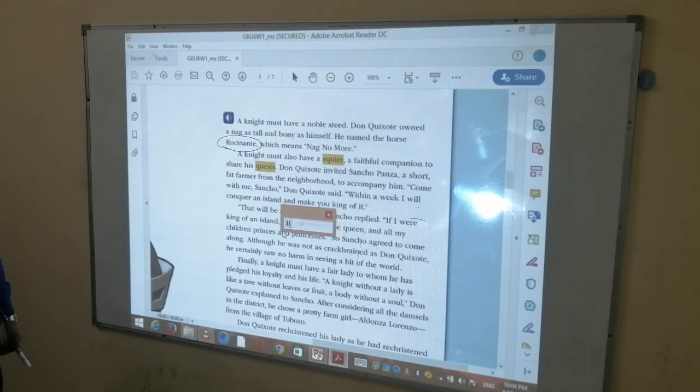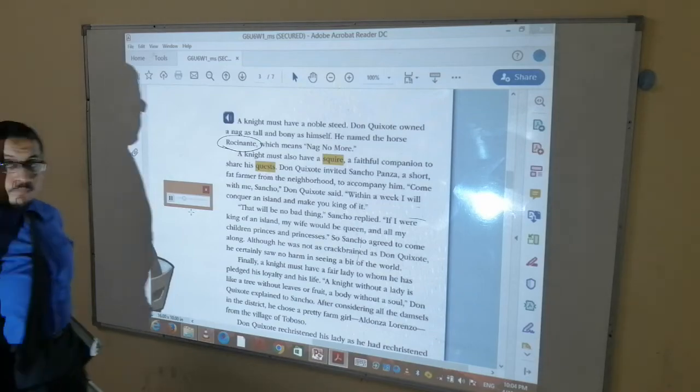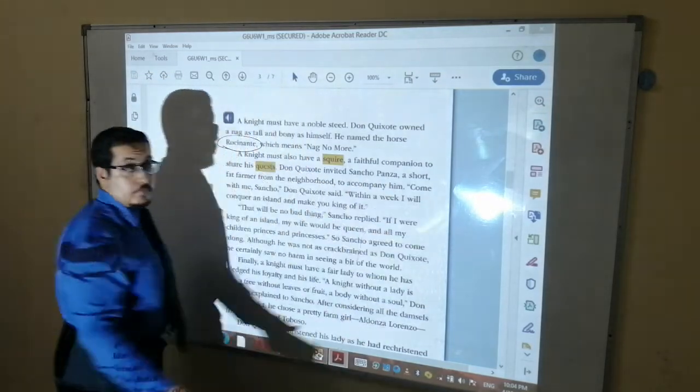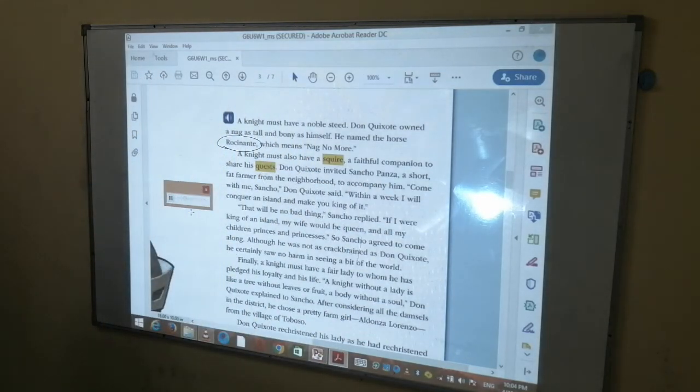A faithful companion to share his quests. Don Quixote invited Sancho Panza, a short, fat farmer from the neighborhood, to accompany him. Come with me, Sancho, Don Quixote said. Within a week, I will conquer an island and make you king of it.